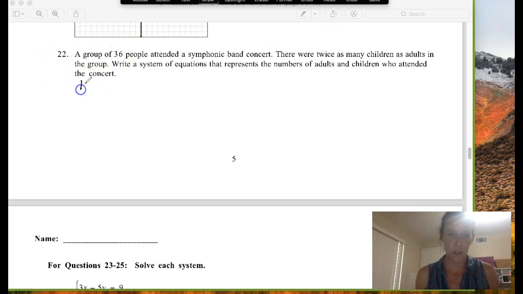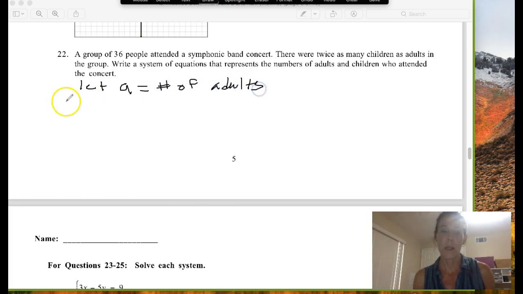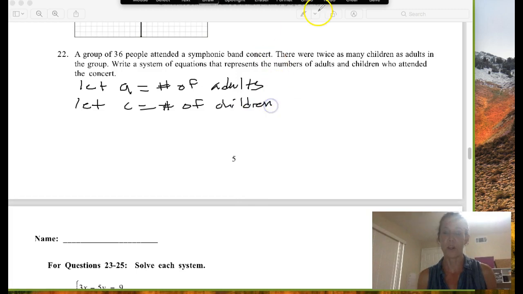So let's do this. There's twice as many children as adults, so let's start with adults. We can do A for adults. Let A equal the number of adults. And then we'll let C equal the number of children. Sorry for the writing, I know it's horrible. We know a group of 36 people attended. So we know the number of adults plus the number of children is going to be 36.